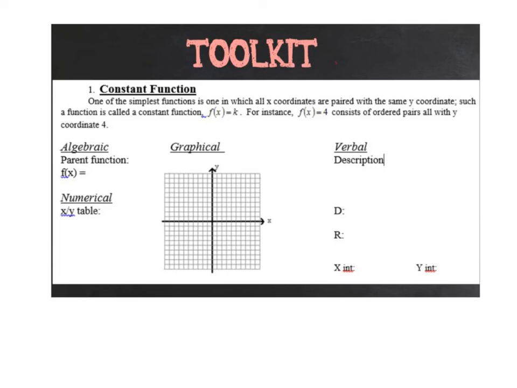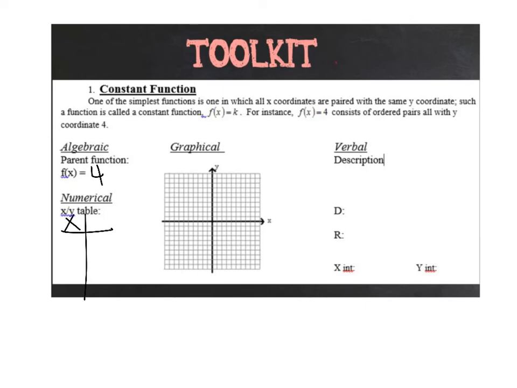One of the simplest functions is the one where all the x-coordinates are paired with the same y-coordinate. Such a function is called a constant function because the y value stays constant is why that is. Now, they say f of x equals k, but for us to actually do anything, we need to put a number there. Their example says f of x equals 4. So let's do that. F of x equals 4 is going to be the function we work with.